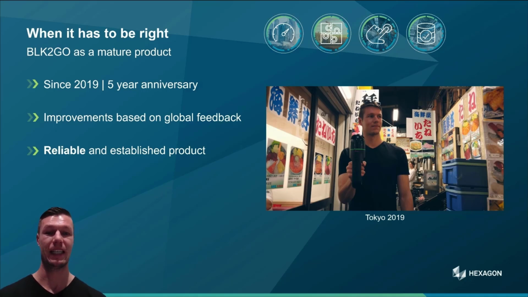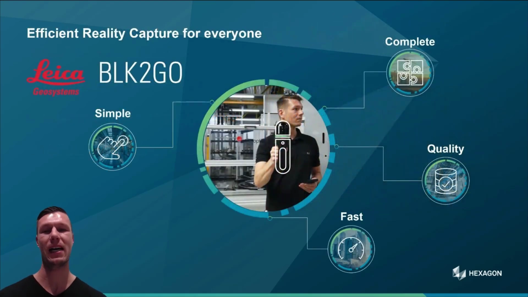Yeah, with this, I'm now at the end of my part, and I hope I could show you why the BLK2GO is an efficient reality capture device for basically everyone. It's simple to use. With its Grand SLAM technology, you can quickly capture data while comfortably walking through space. It allows you to completely capture the information that you need, and it ensures that the data that you capture is of the right quality.